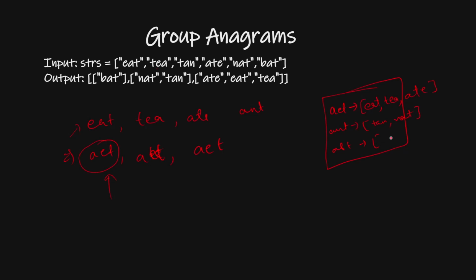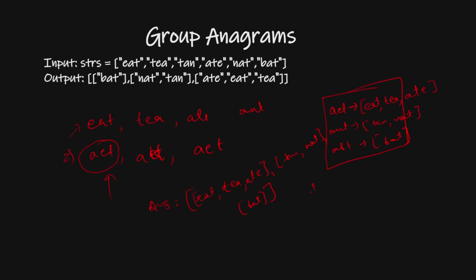Once I have made these three lists, once I have mapped this, finally I have to create one answer which will be my vector of vectors, and in this I will pop out all the second elements, all these values. First this one, then I have my tan and nat, and then finally my bat. So this is how I will solve this problem.